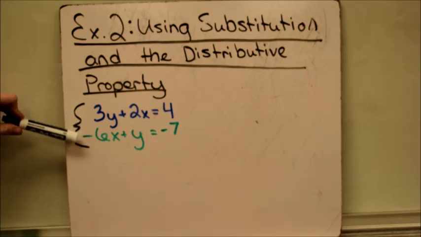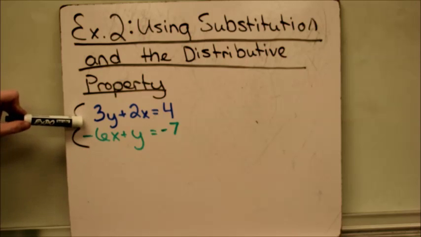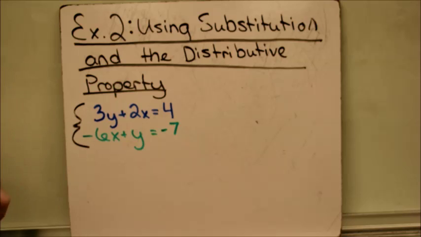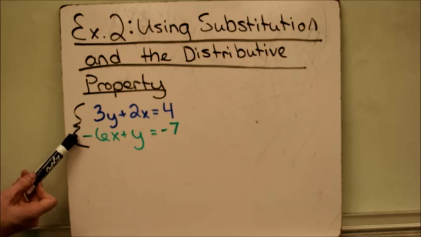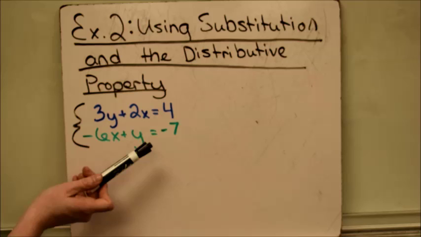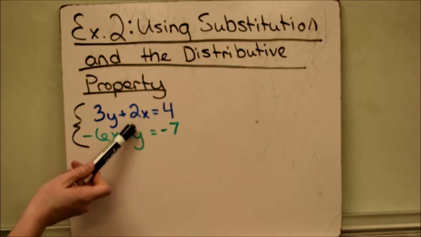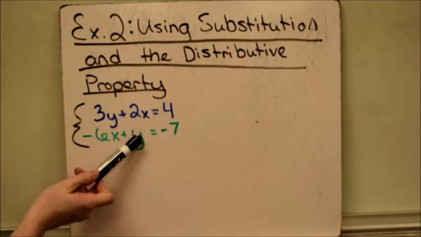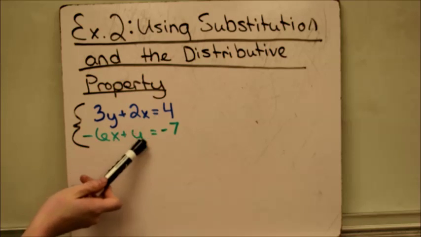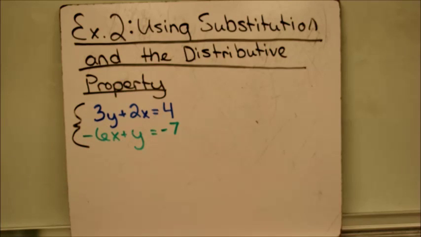The first thing we're going to do is pick one of these two equations. It really doesn't matter which one. And we're going to solve for either x or y. I'm going to choose this second equation, and I'm going to solve for y, simply because y is already by itself. That's not the case in these other instances. So I'm going to choose this second equation and solve for y.